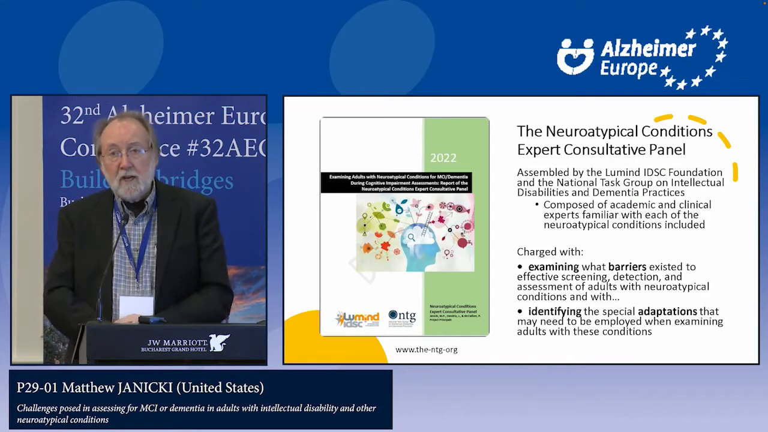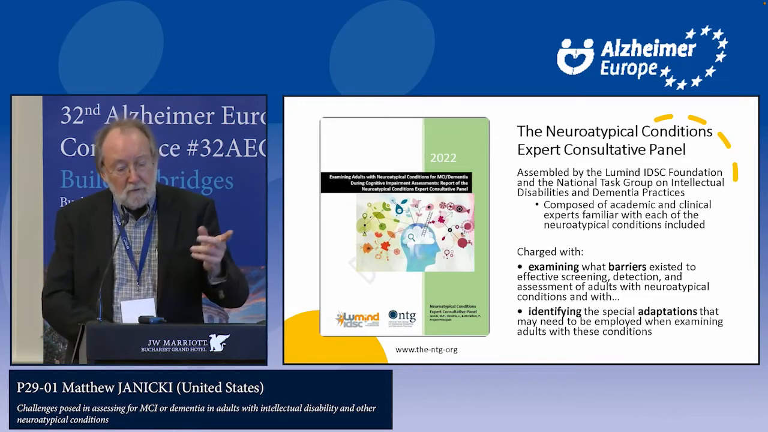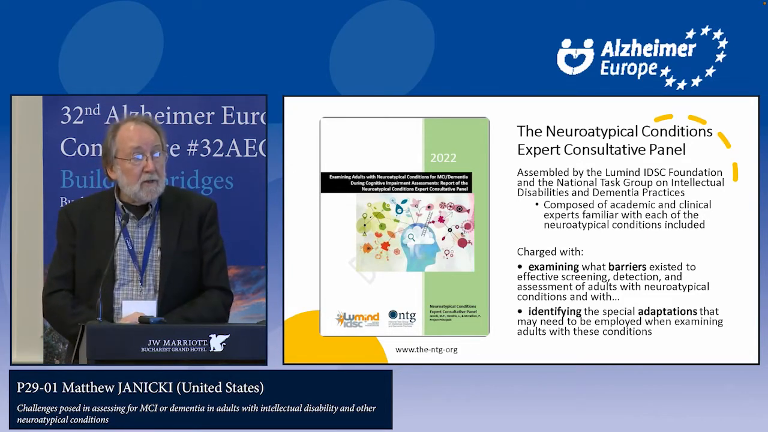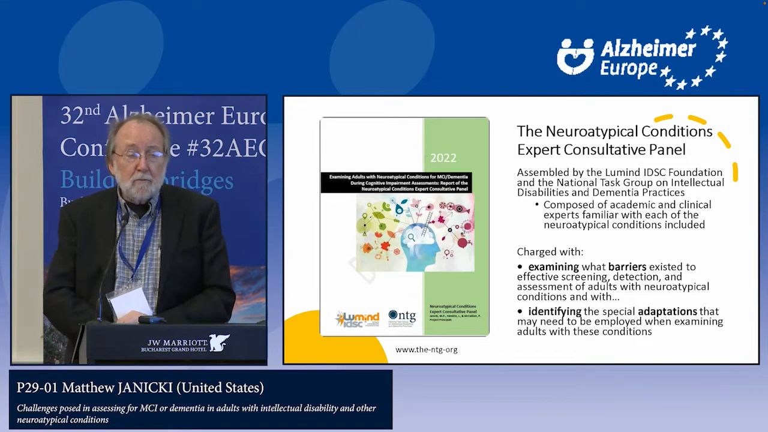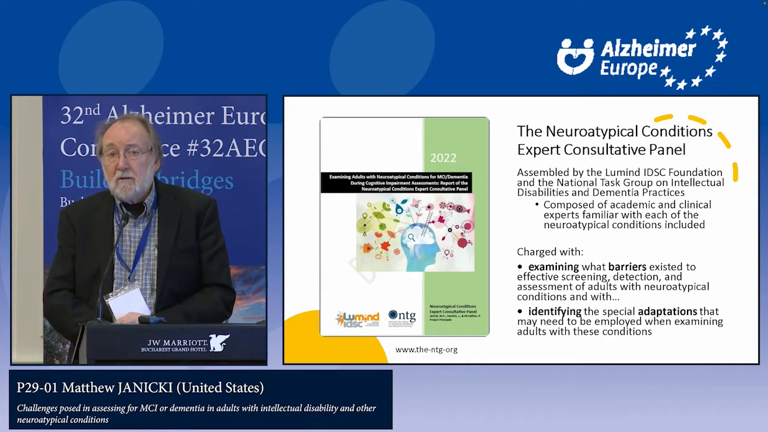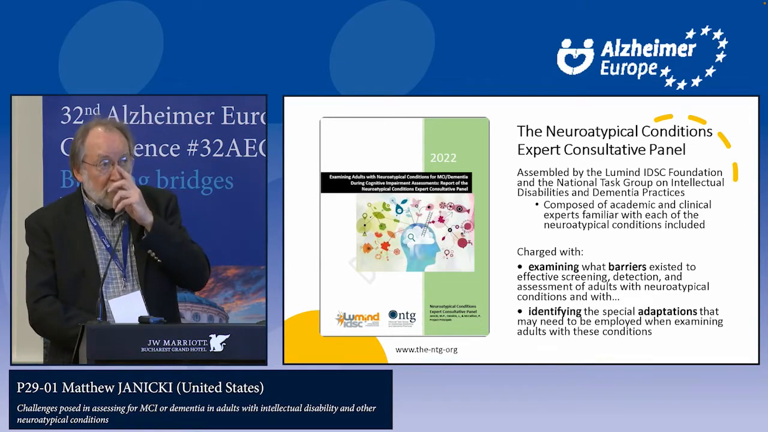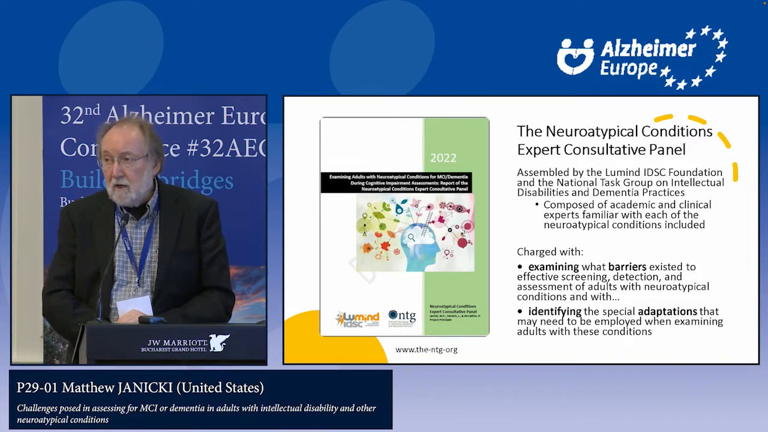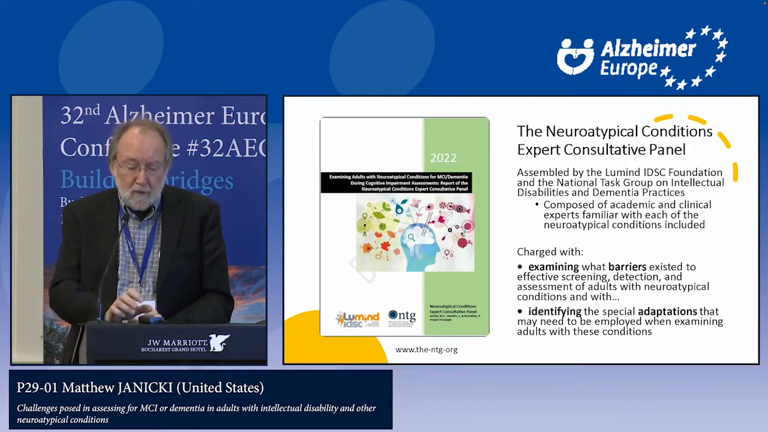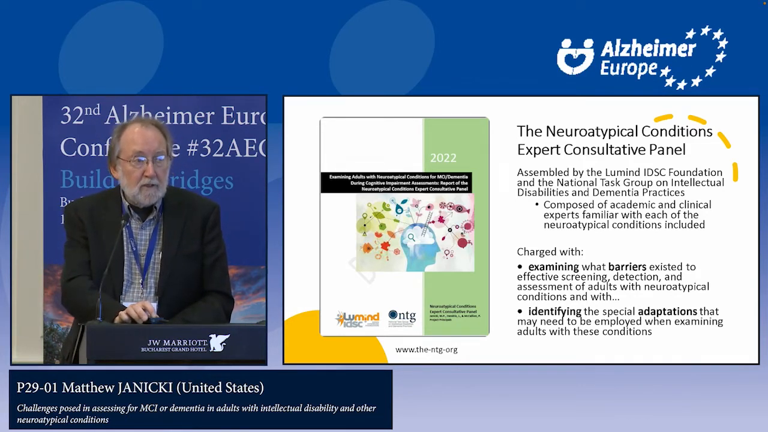This is the report that came out. It's available on our website. The website is shown on the slide up there. It's quite an extensive report, about 120 pages or so, drawing upon experts from various fields dealing with neuroatypical conditions. And we assembled them through a very easy process, which I'll describe in a few minutes, and was undertaken both by the Lumine IDSC Foundation in the States and our National Task Group, which is basically an advocacy organization on behalf of people with intellectual disabilities affected by dementia.